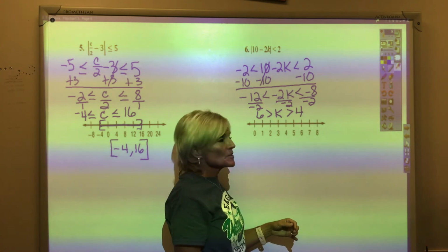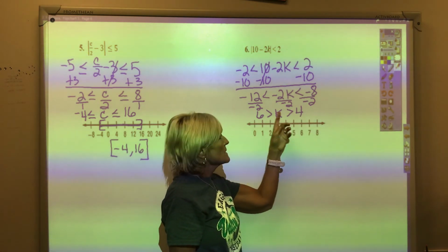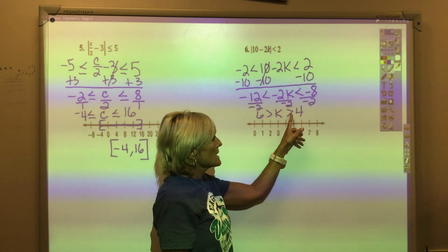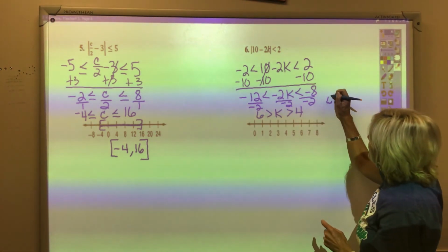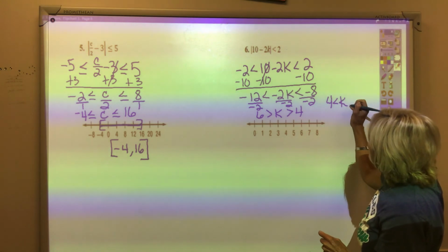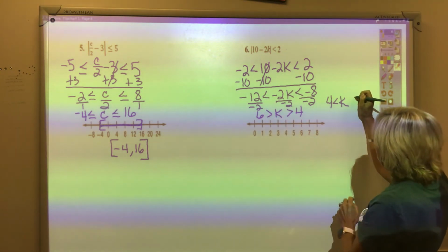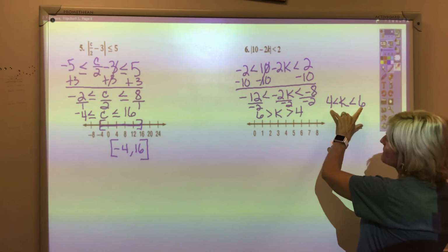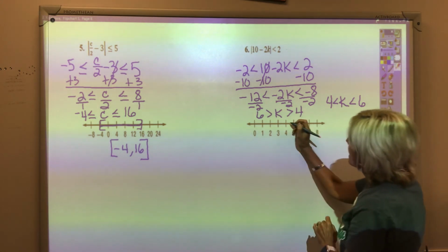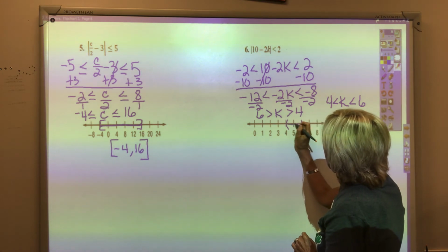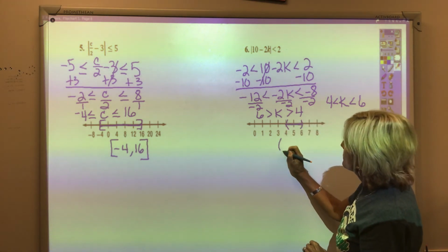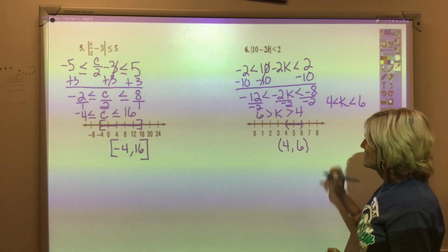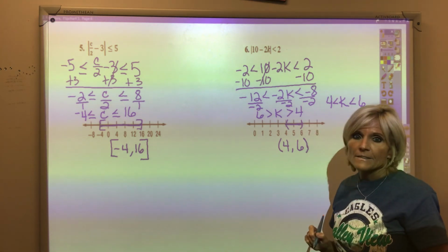Now that looks funny, and it should, because it should go from the least to the greatest. So I'm just going to flip this around. You can see that 4 is less than k, so I'm going to write 4 is less than k, and you can see that k is less than 6. So I'm going to put parentheses, since we don't have the or equal to, at 4 and 6, shade in between. Our interval notation would be parenthesis, 4, comma, 6, parenthesis. That's a bad looking parenthesis. I just don't want it to be a bracket, it's a parenthesis.